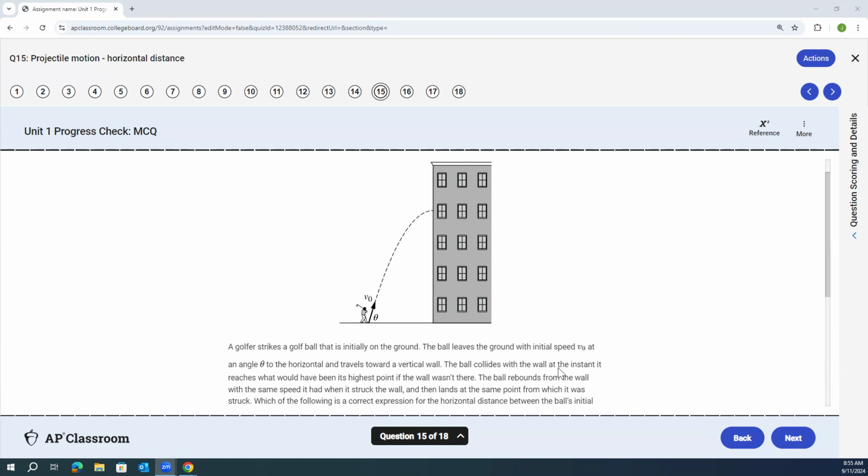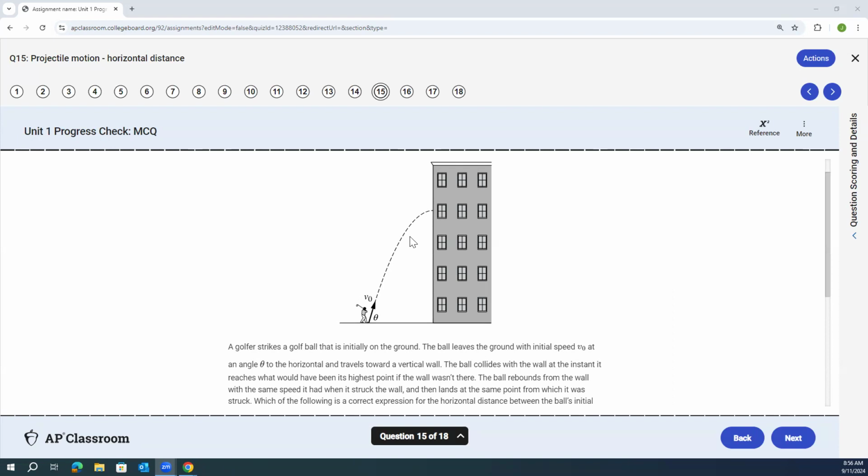The ball collides with the wall at the instant it reaches what would have been its highest point if the wall wasn't there. And you can see that from the picture too. Because, guys, what shape is this dashed line right here? Yeah, it is a parabola. And what point on the parabola is at the very top? Vertex. That would be the vertex right there. If the wall wasn't there, then the ball would be moving horizontally at that point and then start to move down. The ball rebounds from the wall with the same speed it had when it struck the wall.